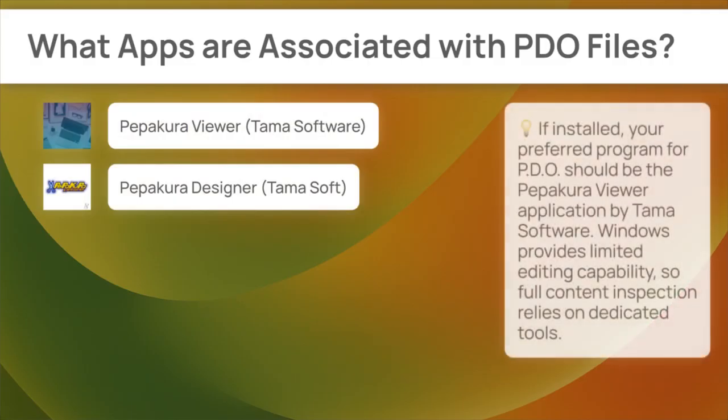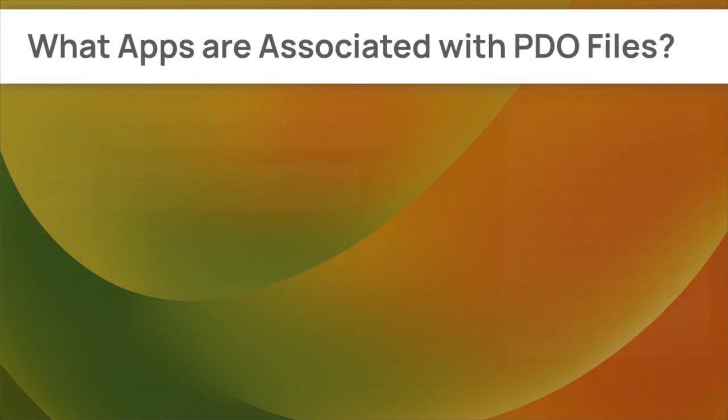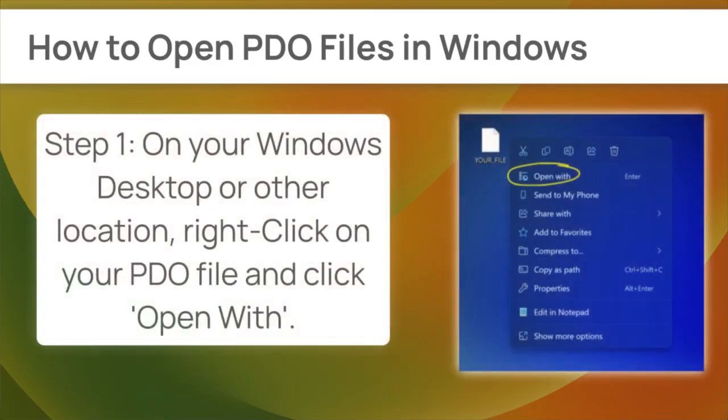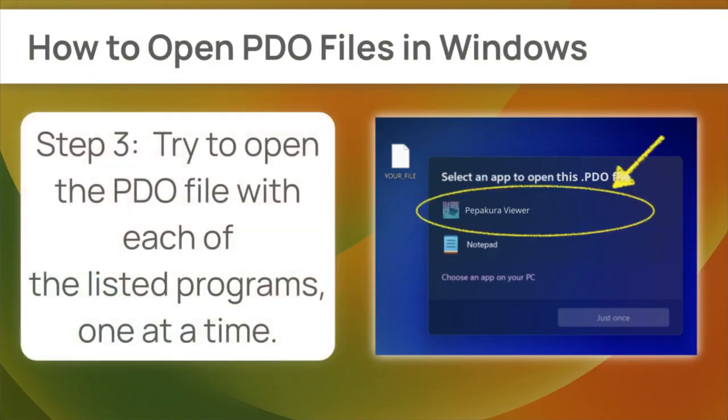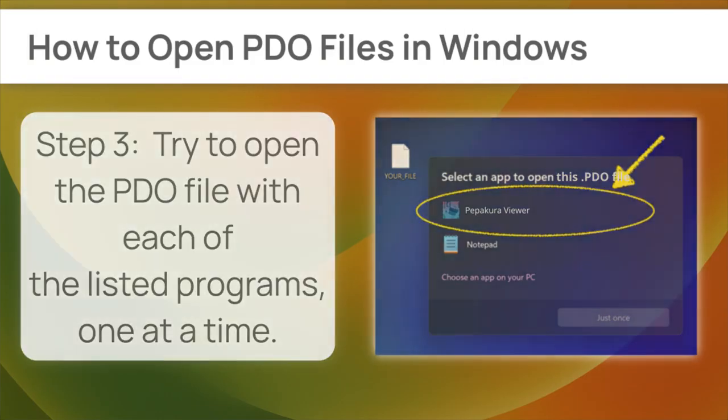Windows cannot validate the meaning of the data, so incorrect edits can cause issues. Windows lacks comprehensive 3D rendering features, so full file access depends on professional modeling software. Go to your file and right-click the PDO file, choosing Open With. If Pepakura Viewer is an option, select it immediately. If it's unavailable, choose another. We need to test the file against all compatible programs.